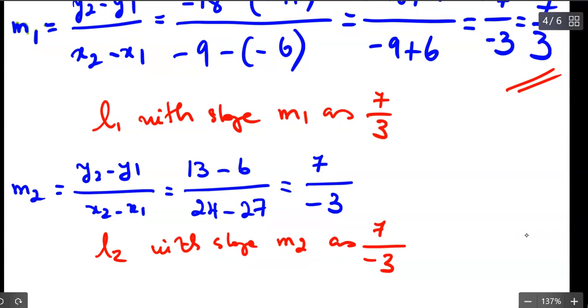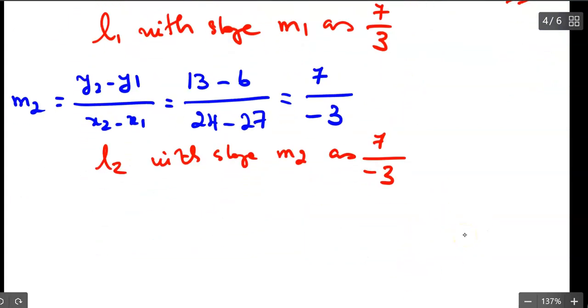So is there a relationship between these two? Is there a relationship between 7 over 3 and 7 over -3, or -7 over 3? This doesn't mean that one is a negative reciprocal of the other. One is positive, one is negative. They have no relation to the negative reciprocal of the other. If you find the negative reciprocal of this, it should be -3 over 7. It's not 7 over -3.